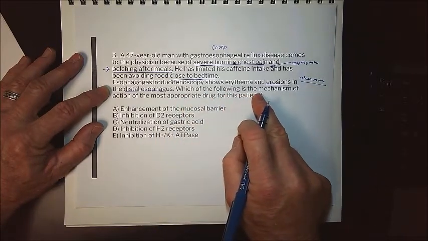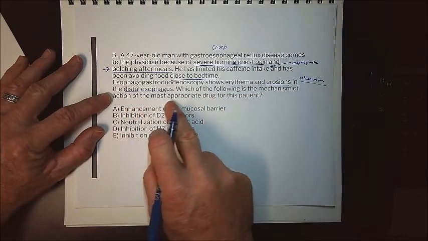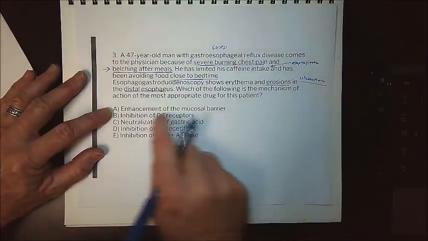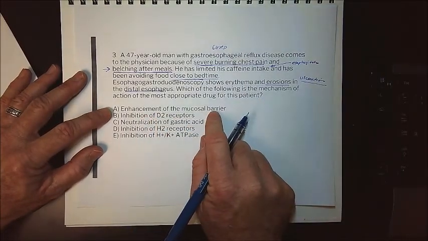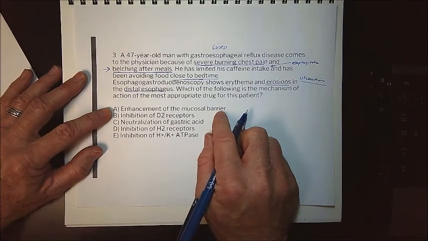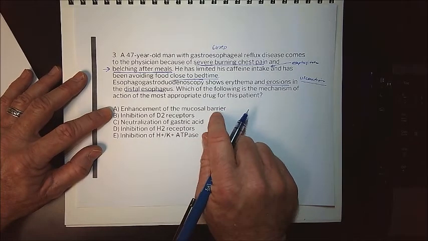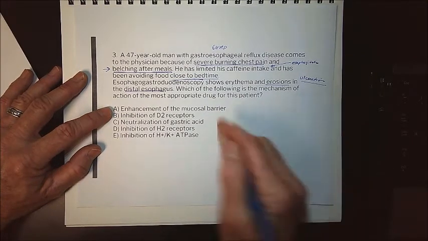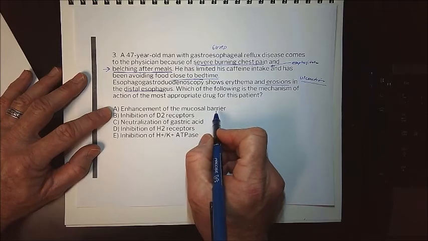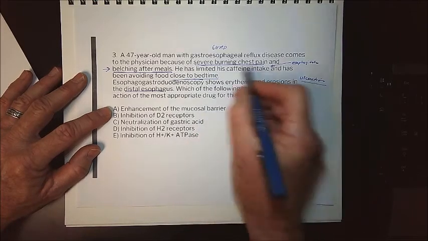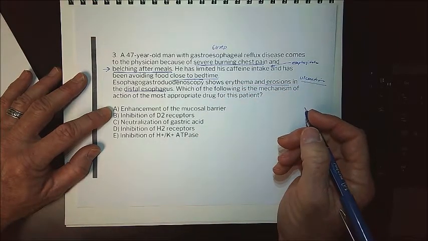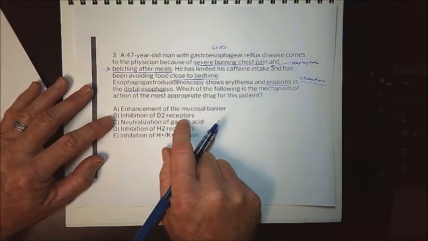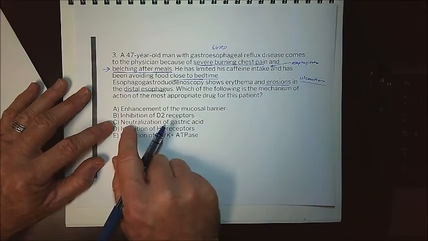Which of the following is the mechanism of action of the most appropriate drug for this patient? Enhancement of the mucosal barrier. So this would be the sucralfate that Dr. Shuttleworth talked about. This is important for covering the erosions in acid to prevent them from further acid damage, but it's not going to take care of this problem. Inhibition of D2 receptors, probably not. That's not going to be taking care of the acid problem.